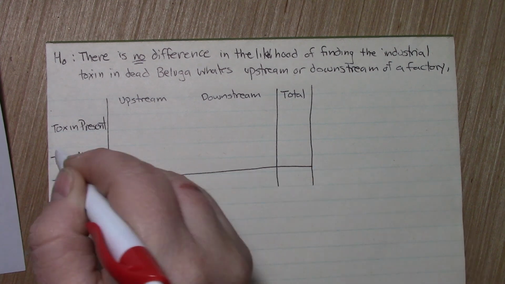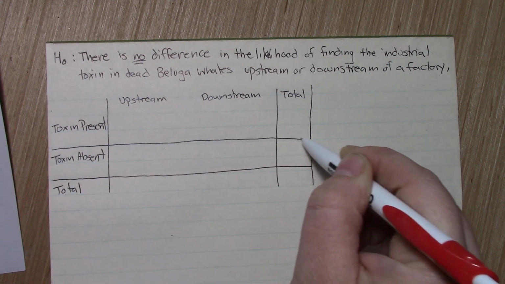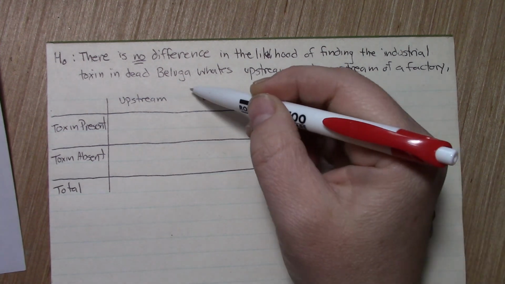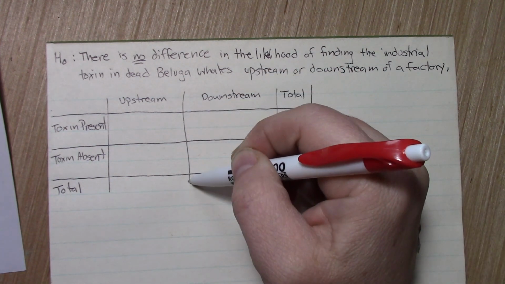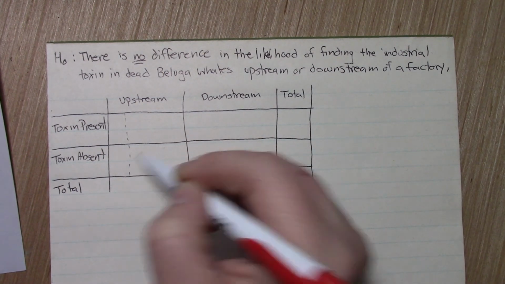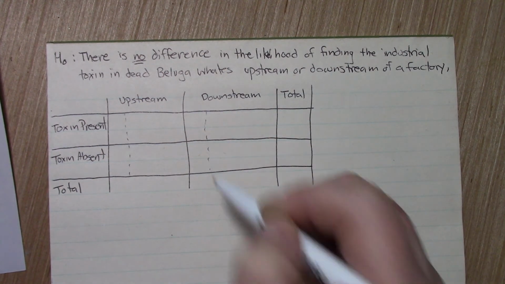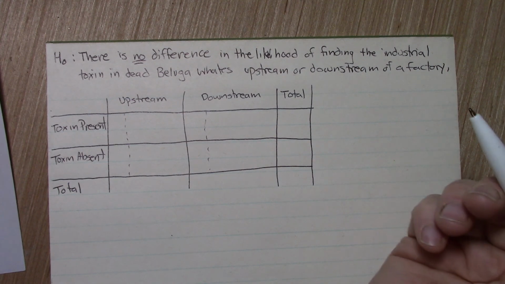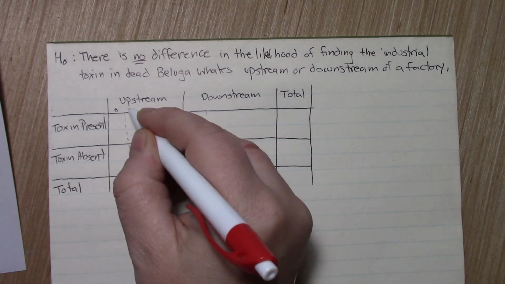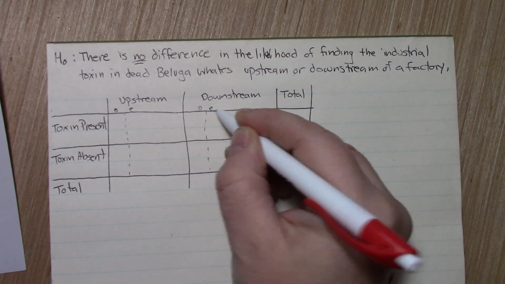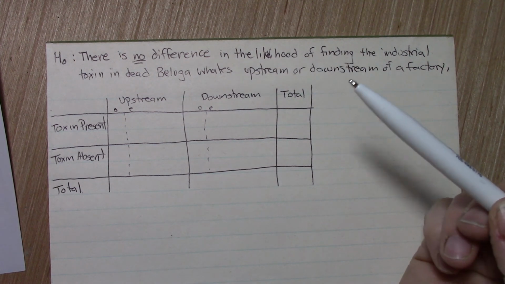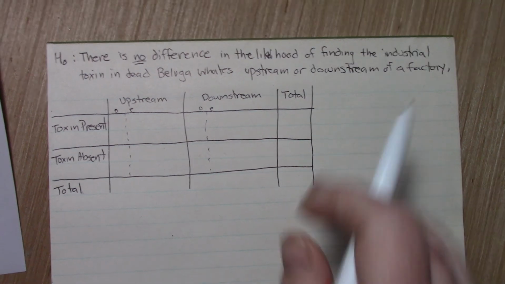Trying to make half-decent lines here without a ruler. Oh, and then I'm going to make my observed and expected dotted lines. I'm not giving myself very much room for observed because I just have to write a number, but for expected I want room to do a little bit of math. So observed and expected, observed and expected. So two variables, two-dimensional.